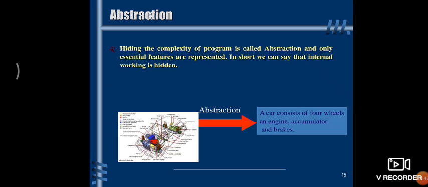What is abstraction? As I have told, a very good example is also given here. Hiding the complexity of a program is abstraction, and only the essential features are represented. In short, we can say the internal working is hidden. Suppose we, as an end user, use the ATM machine. There is no human sitting inside the ATM machine. There are some algorithms, use cases, some working model and working architecture that have been made. There is some programming done as well, on which method it is working.